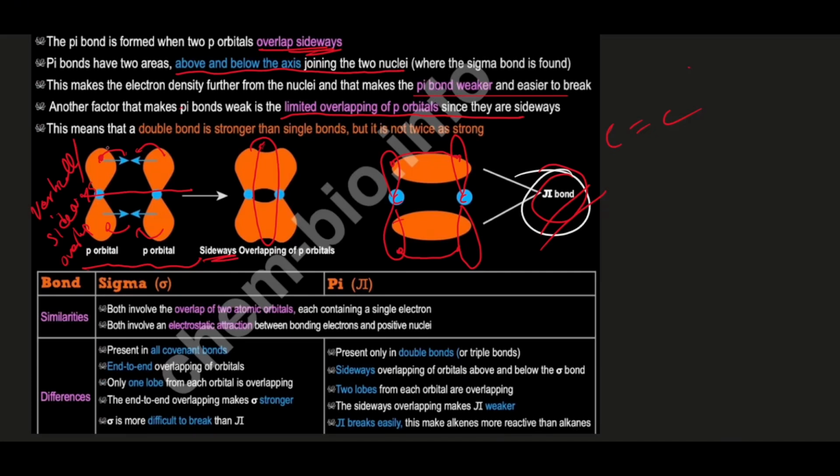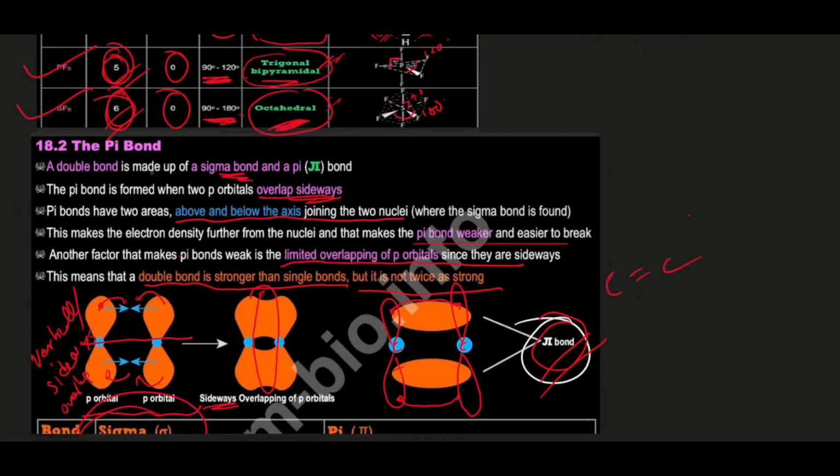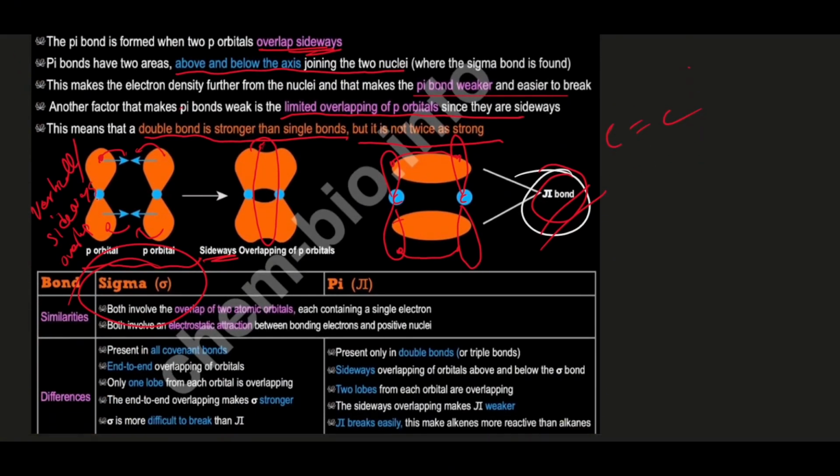Okay, so this means that a double bond is stronger than a single bond, but it is not twice as strong. That means what they're trying to say is that a double bond is strong only because of the presence of a sigma bond. Am I clear? Can't you see here? A double bond is made up of a sigma bond and a pi bond. The sigma bond basically comes from horizontal overlap. Did you understand?